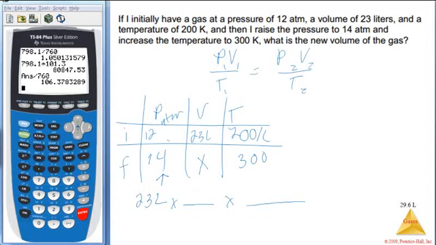Okay, so I need some pressure factor that makes volume go down. So I'm going to use either 12 over 14 or 14 over 12. I'm going to use 12 over 14 because that will make the volume go down. So it's 12 atmospheres over 14 atmospheres.